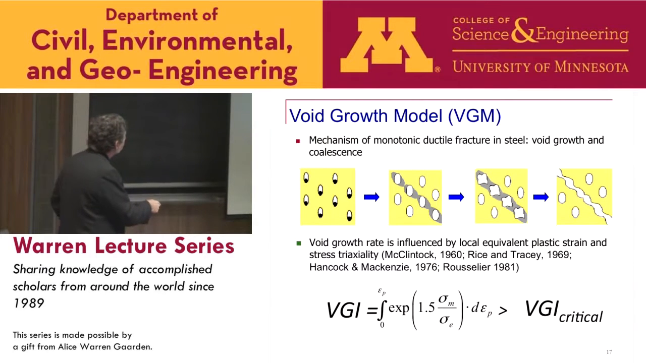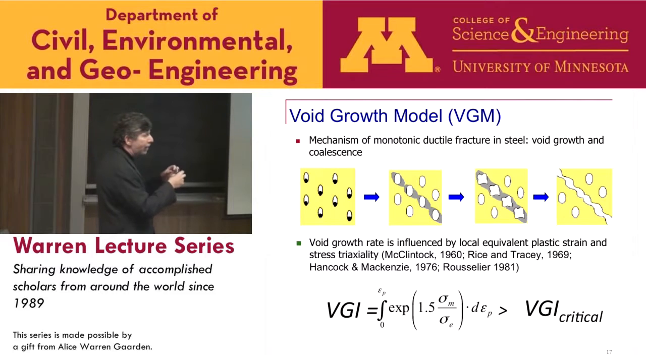So again, those are the pictures I just showed. In fact, there's a list of people here. You could see Rice and Tracy, we were talking about at lunch. Jim Rice and a student in 1969 came up with a theory that helped establish this void growth. Some of these other folks were doing experiments at the same time. But there's something we'll call a void growth index, which is equal to the integration of plastic strain. So if it's just a matter of strain causing fracture, you could integrate strains till you get to a critical fracture.